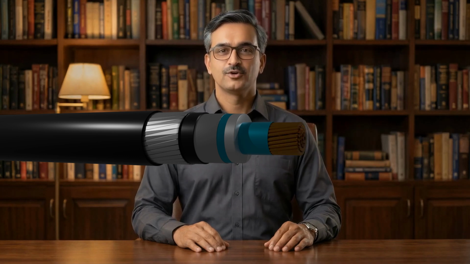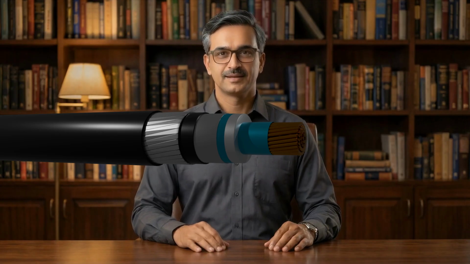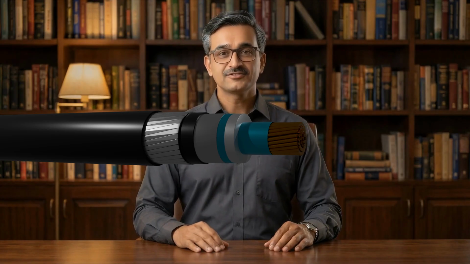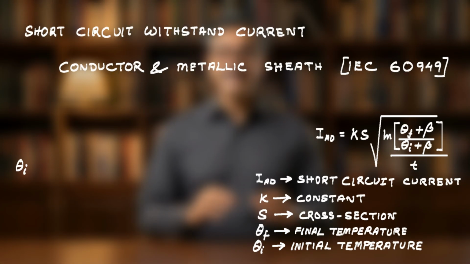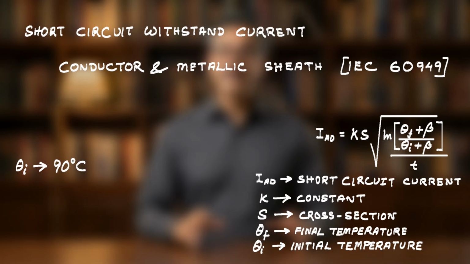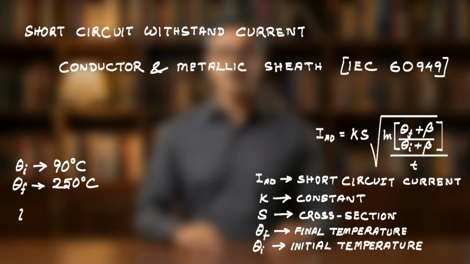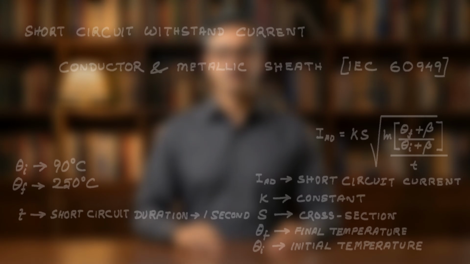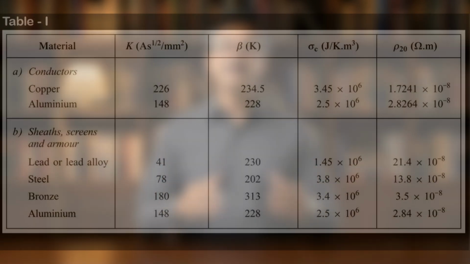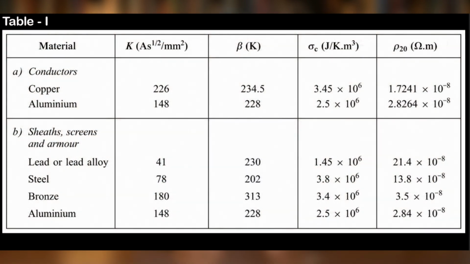It is given that during the short circuit duration, the temperature of the conductor rises from 90 degrees centigrade to 250 degrees centigrade. So, 90 degrees centigrade is the initial temperature and 250 degrees centigrade is the final temperature. Also, the short circuit duration is given as 1 second. Now, if we put these values into the formula, first we go to table 1. This table is given in IEC 949.